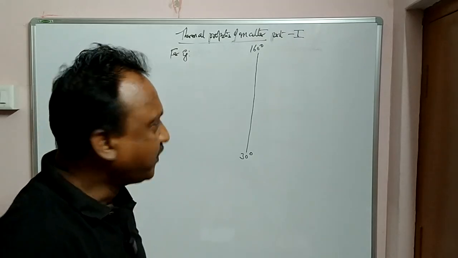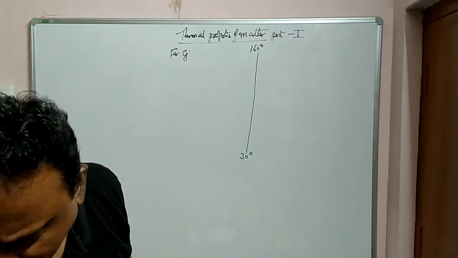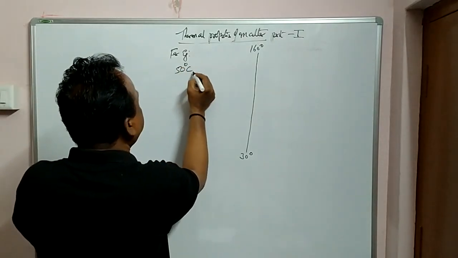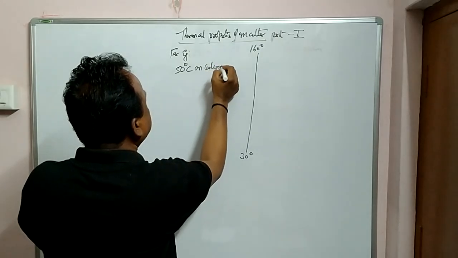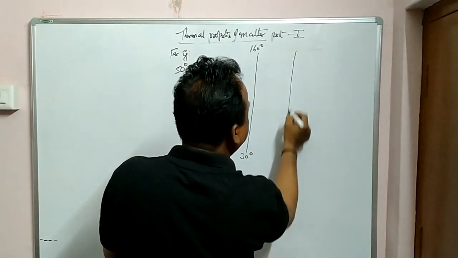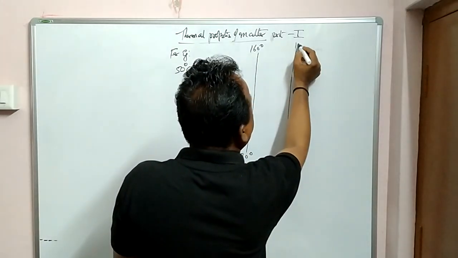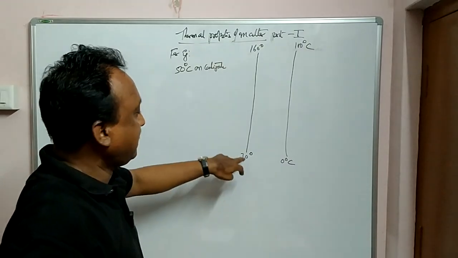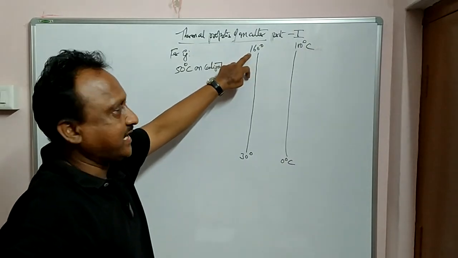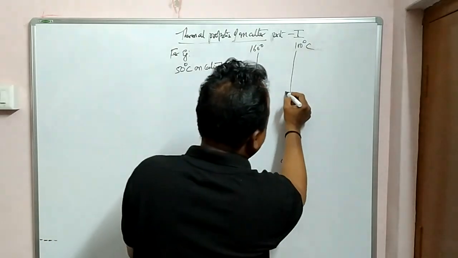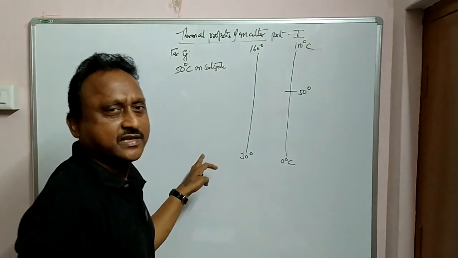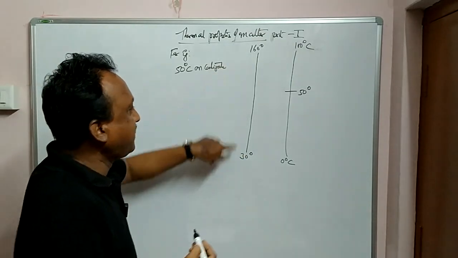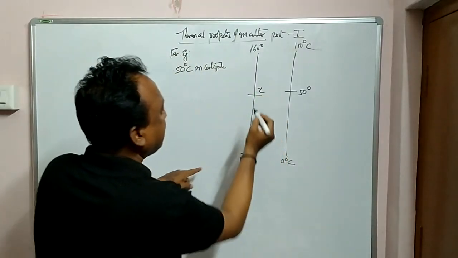Now, for example, 50 degrees on the centigrade scale. The centigrade scale is 0 degrees to 100 degrees. This is the centigrade scale. This is the imaginary scale, whose lower point is 30 and boiling point is 160. So 50 degrees on the centigrade scale will be marking how much on this imaginary scale, he is asking. Suppose let it be some x.